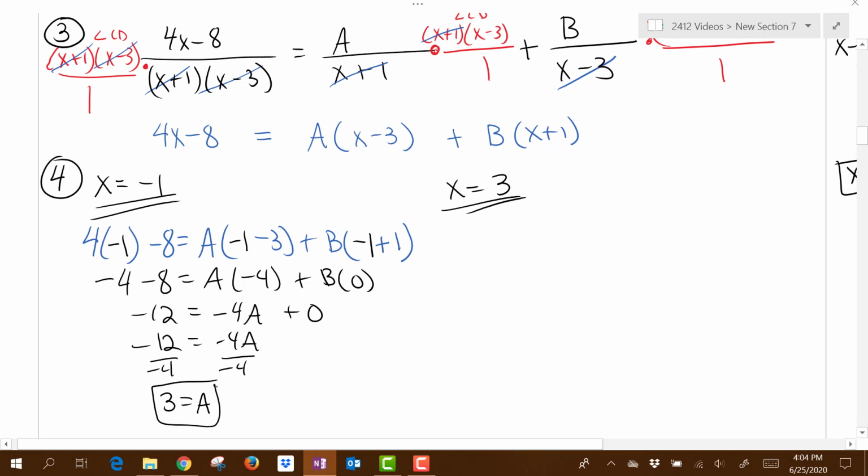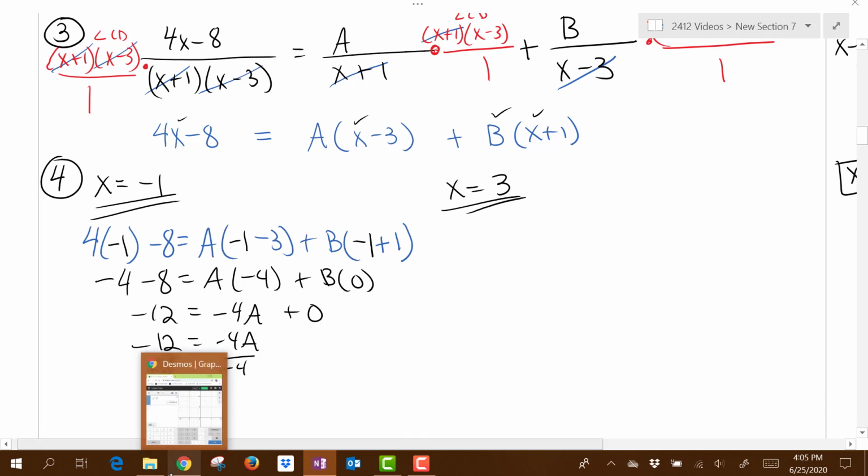So this is actually one of our solutions. We wanted to know what A equals, and by plugging in that convenient x value into that equation, we actually eliminate two of the variables. We have three variables: we have x, we have B, and we have A. By plugging in that convenient x value, we actually eliminated B and x. So we only had one variable to solve for in the equation, and we were able to solve for that variable A.